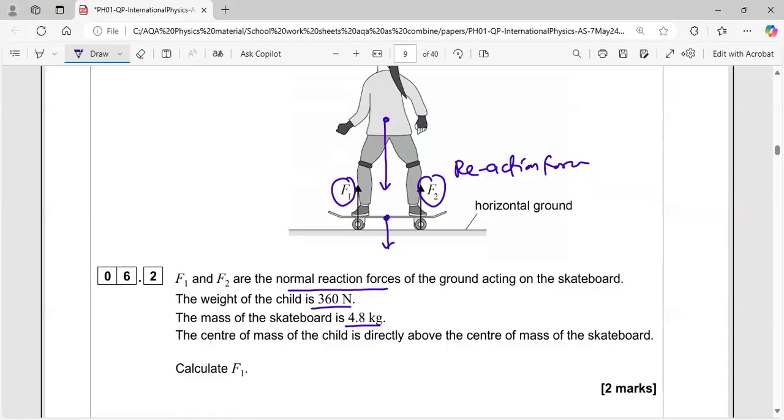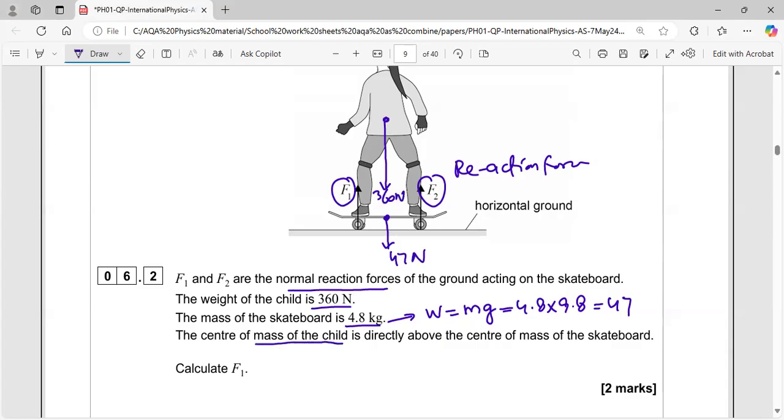They gave you the weight of the child, but they give you the mass of the skateboard. So eventually you have to convert that. W is equal to mg, so 4.8 into 9.8. You will have to convert that into Newton as well. This comes out to be around 47, so this is 47 Newton and this is 360 Newton.